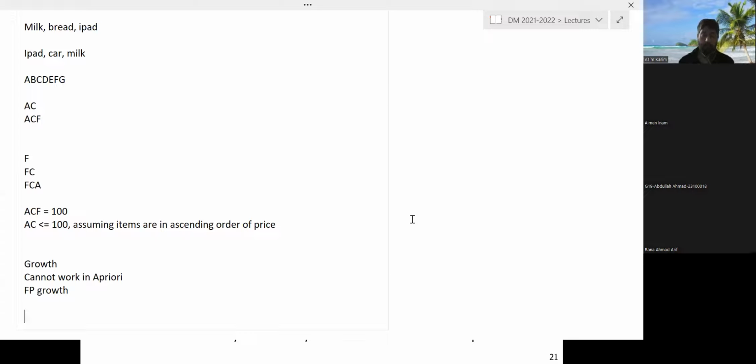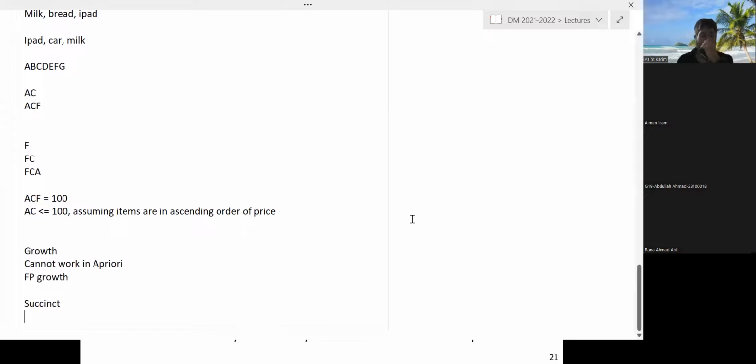So that was convertible. Let's move on to the next case, which is called succinct. Succinct constraints are those constraints that can be satisfied without looking at the data set. So C is succinct.